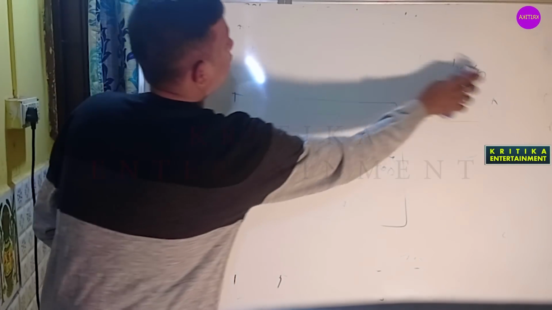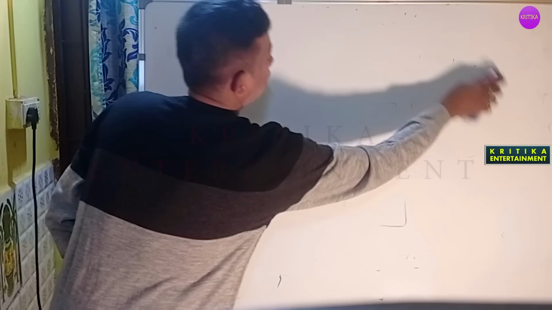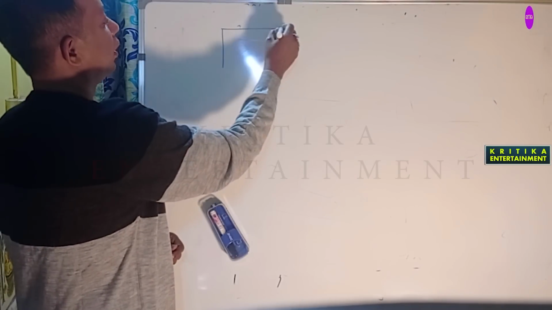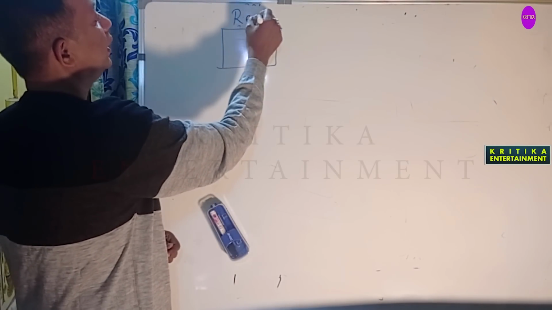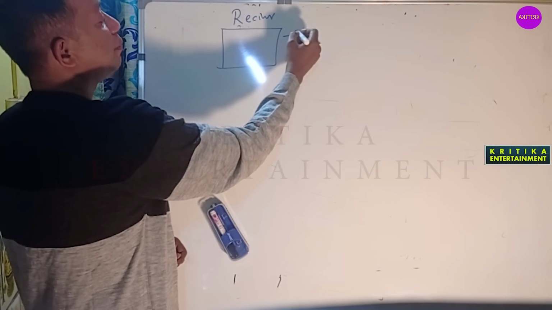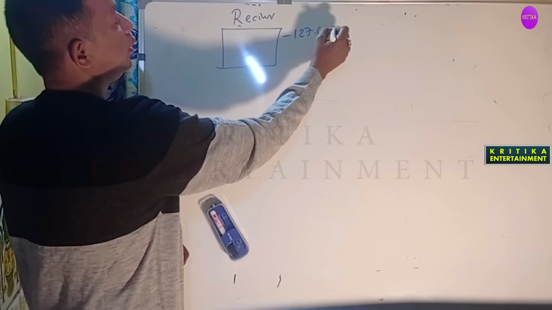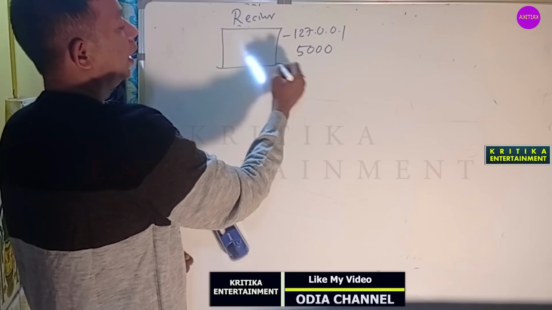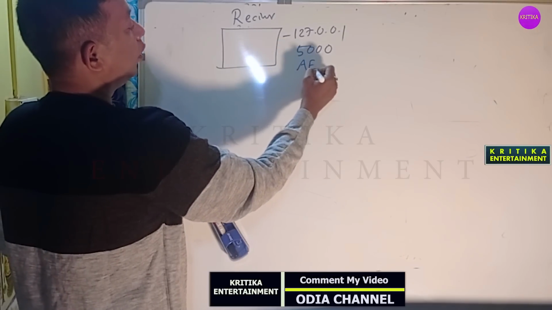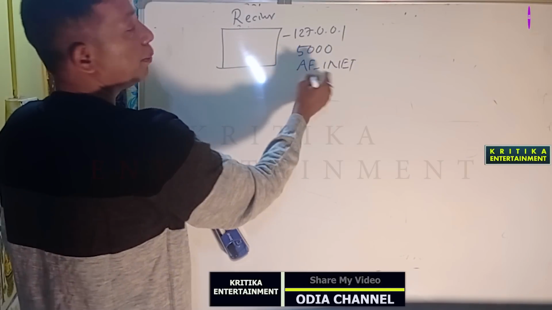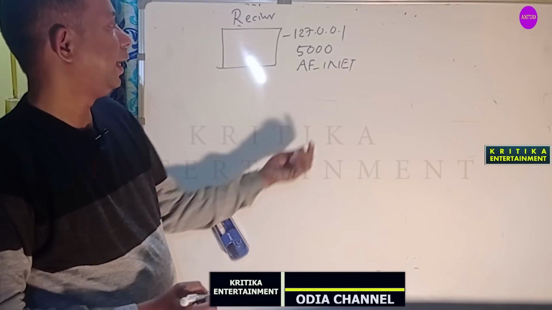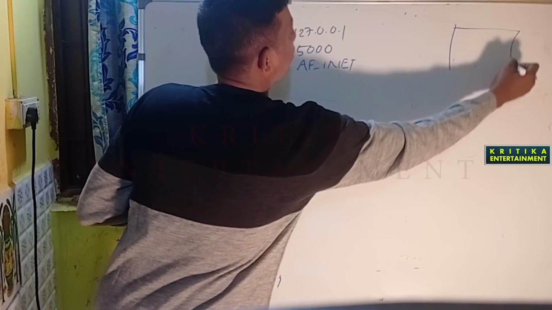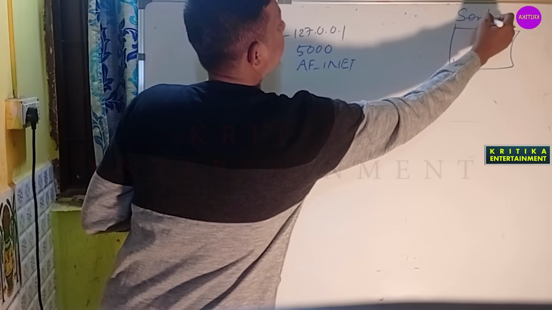Suppose I have defined the receiver. This is called the receiver machine. What is its IP address? 127.0.0.1. What is its port? 5000. And what is its domain? AF_INET. AF stands for address family, INET for internet. So this is your receiver machine, and this is your sender machine.